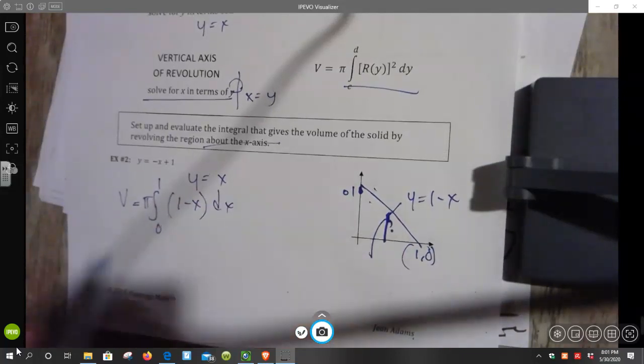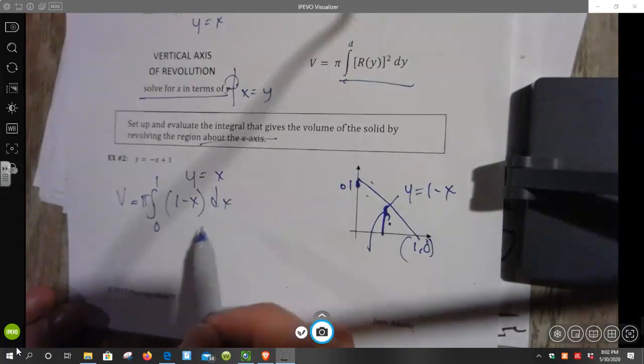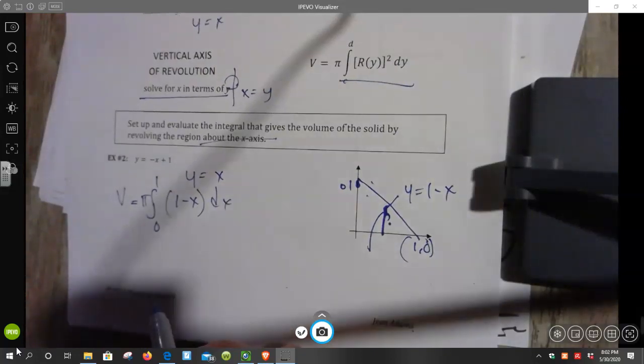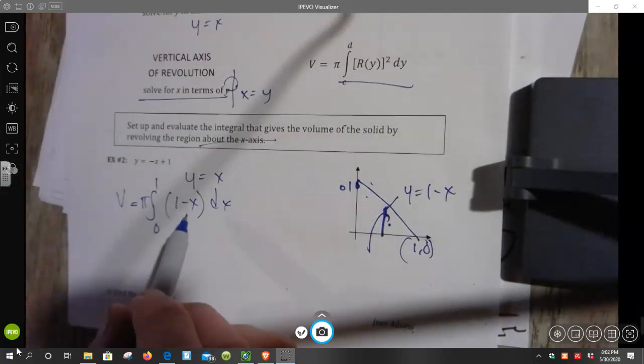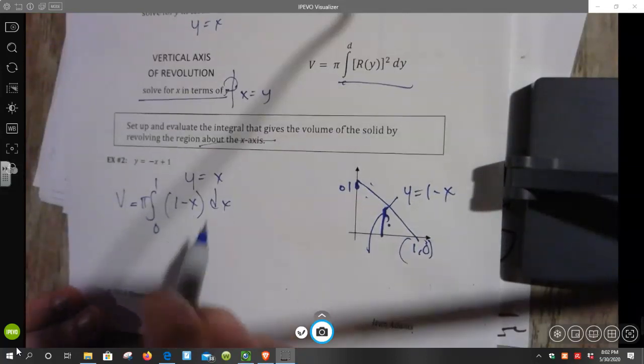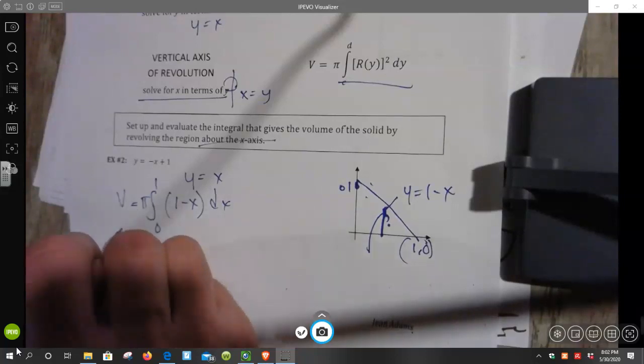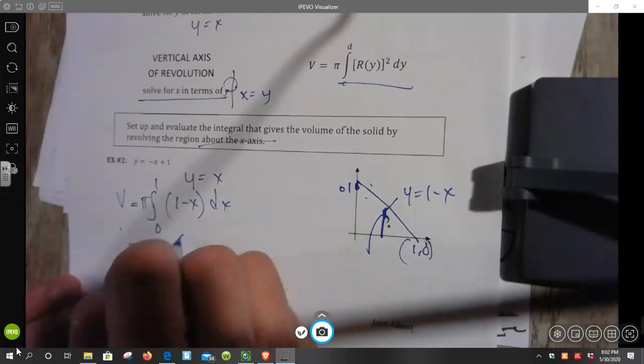So we use the variable that we're revolving around. It's always in terms of the axis that we're revolving around, so you're solving for the opposite variable. So our volume is equal to pi times the integral from 0 to 1.